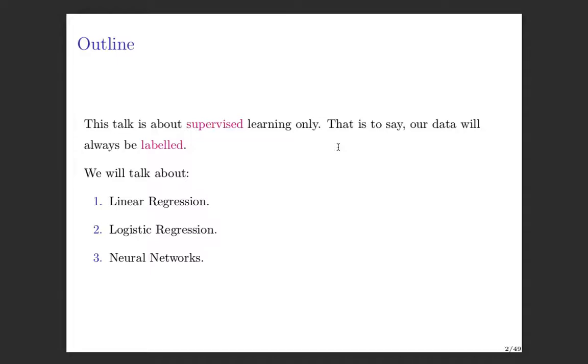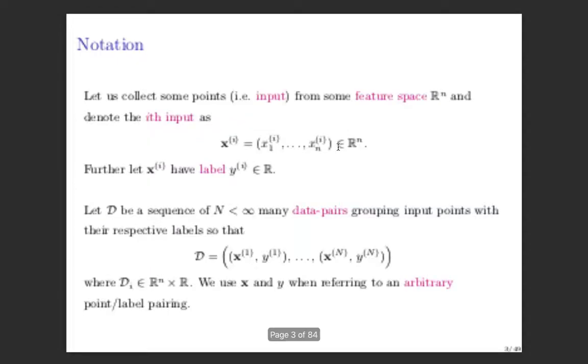I'm going to talk about three things: linear regression, logistic regression, and neural networks. A neural network is basically just a sophisticated combination of linear and logistic regression. And don't worry, I'm going to describe them really precisely, so you'll understand what they are.